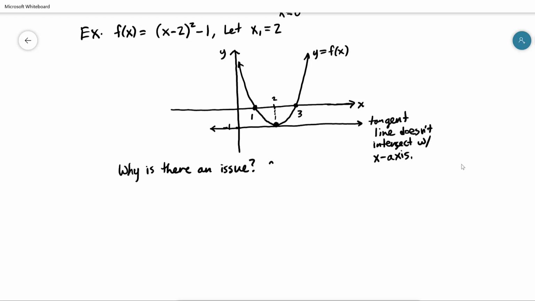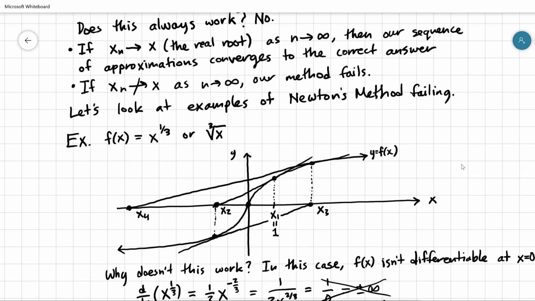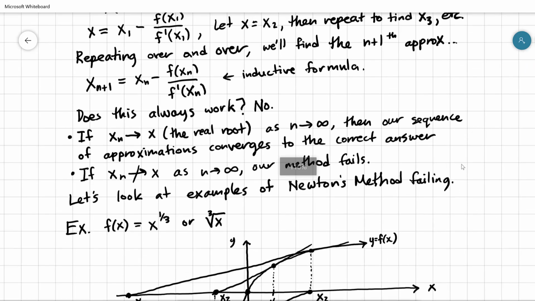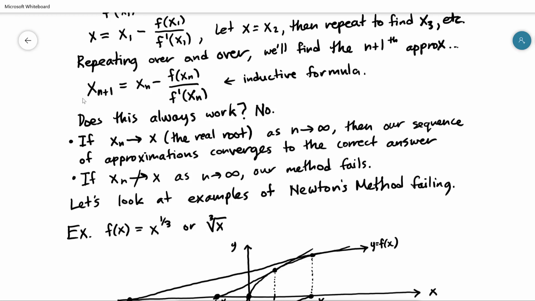Well, it's because our f prime at our x1, our initial guess, is equal to f prime evaluated at 2. And by observation, I'm not going to go through the actual derivative of the formula and plug in 2, but it's clear that this is going to be 0. And if we go back to our formula for Newton's method, right here, we're going to have to divide by that derivative. And if the derivative is 0, we can't do that division.